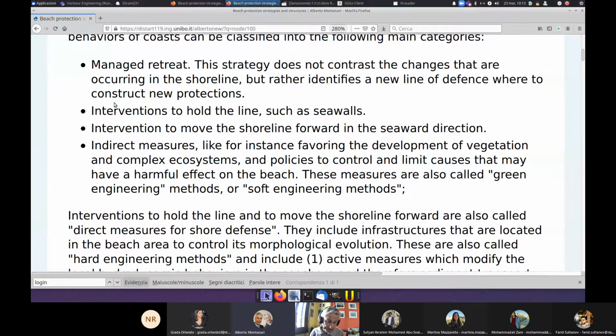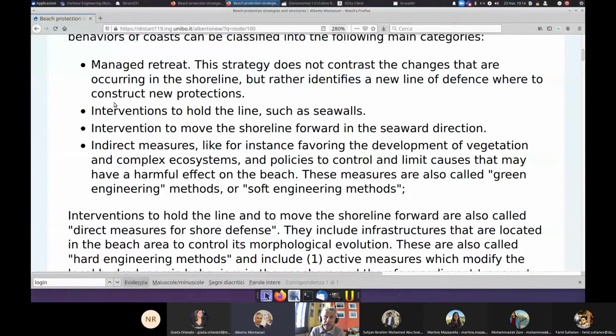They are also called green engineering methods or soft engineering methods or nature-based solutions. They are very popular today, and it is indeed a solution that preserves the ecological value of the environment. On the other hand, these solutions have to be managed very carefully because they are not hard interventions. So they need continuous management, maintenance, continuous monitoring.